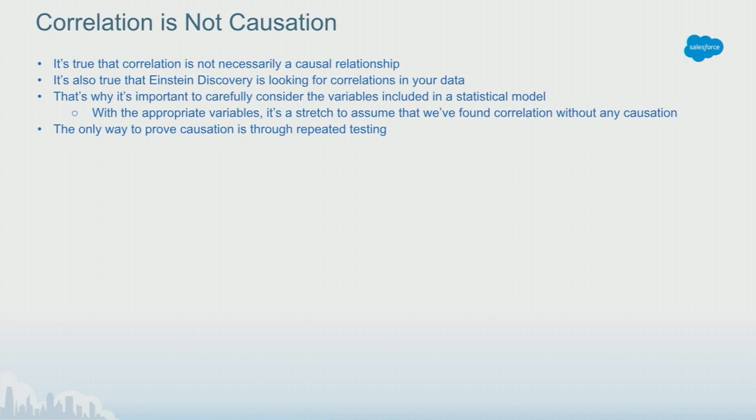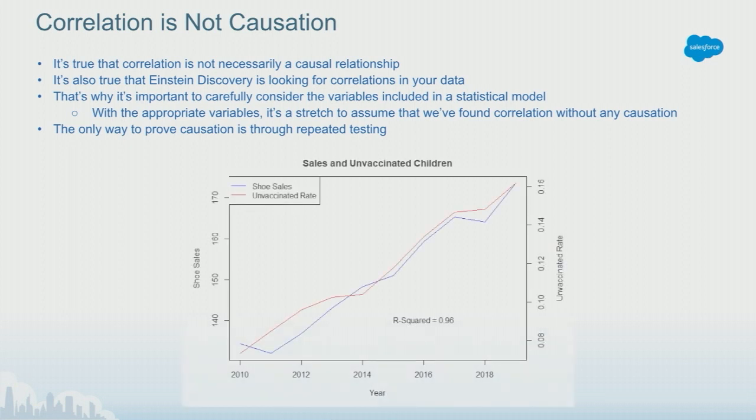The only way to actually prove causation is through repeated testing. Suppose we have this data here showing that shoe sales correlated strongly with the unvaccinated rate of children. If your boss came to you and said, hey, you shouldn't vaccinate your kids because that's going to increase shoe sales, you'd surely say that he's being ridiculous. This is purely correlation and definitely not causal.